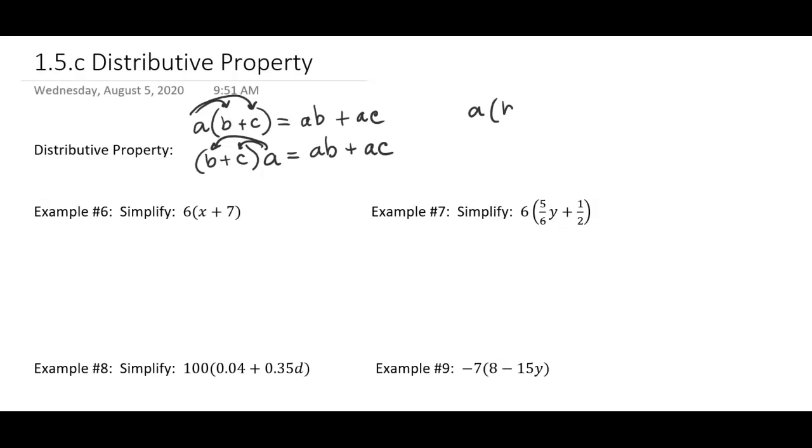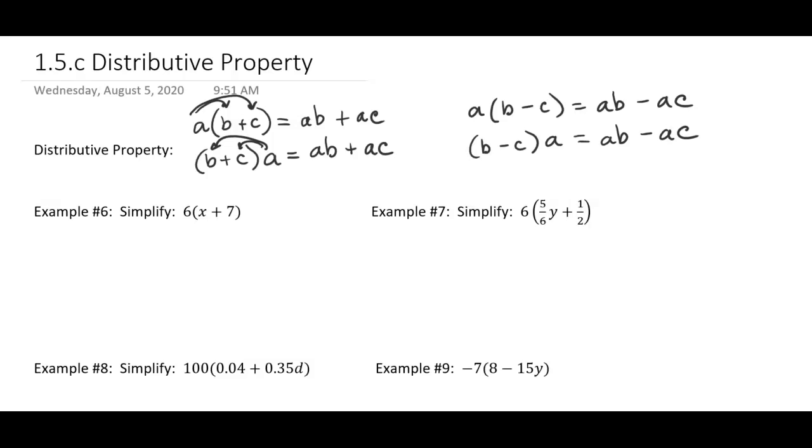So if you have a times b minus c, that's equal to ab minus ac. And the same thing, it could be in the back, what you're distributing, and that would be ab minus ac. Okay, so that's the distributive property, really important property. So here we go with some examples.